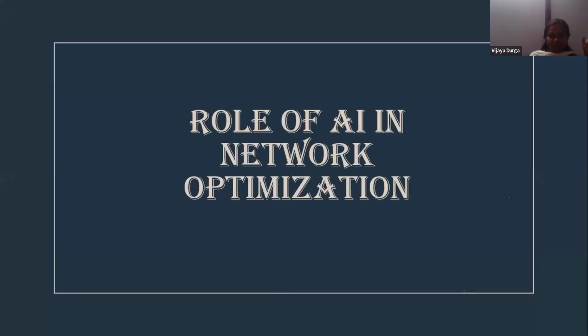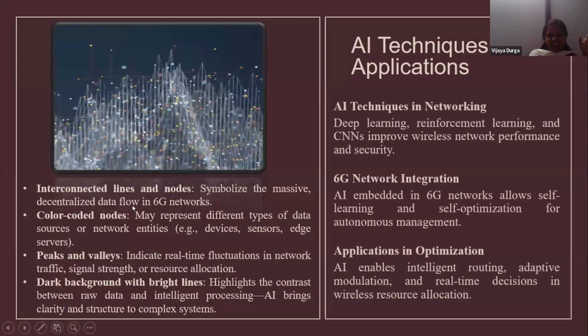Then the role of AI in network optimization. Yes, if you take this structure here, interconnected lines and nodes are there. These are called interconnected lines. These symbolize the massive decentralized data flow in 6G networks. Massive is nothing but a large number of devices. Here, many things are there, not only devices: sensors, edge servers, cloud, many things.